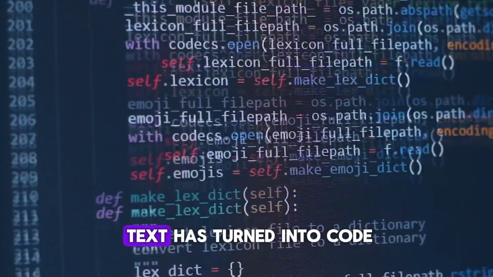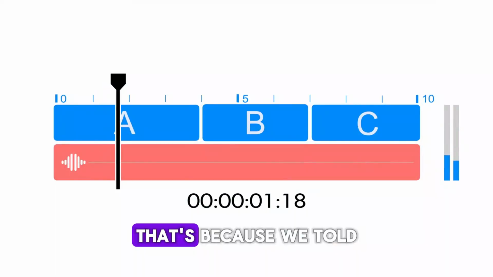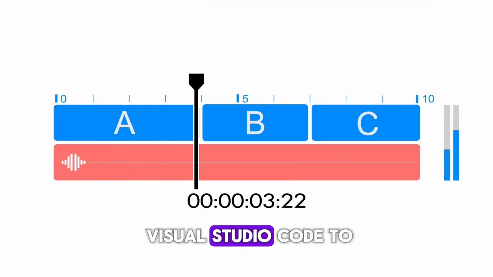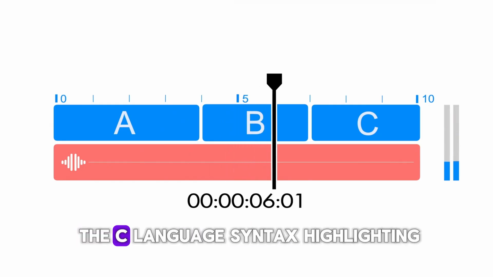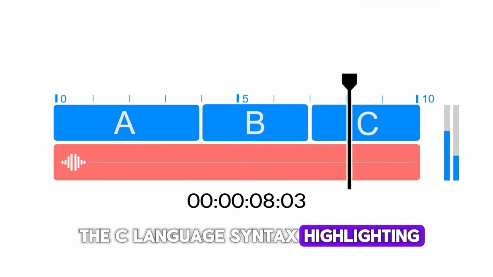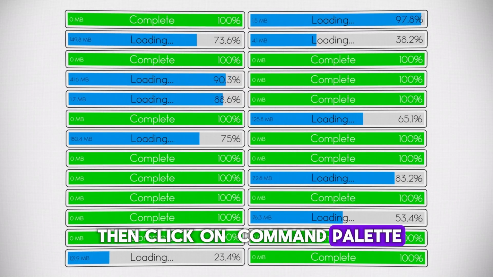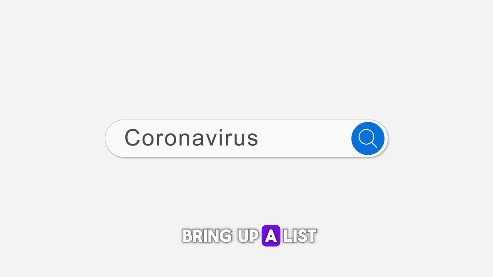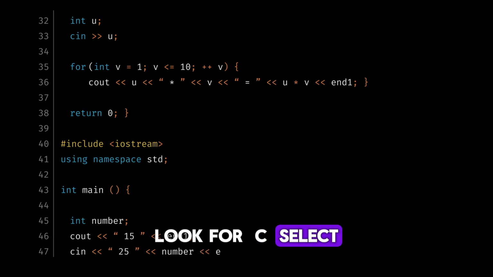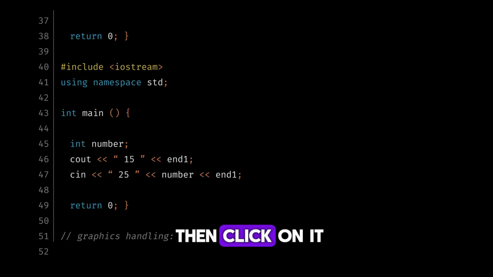You'll notice that the text has turned into code. That's because we told Visual Studio Code to open this file using the C language syntax highlighting. From the top menu, click on View and then click on Command Palette. Type C and then press Enter. This will bring up a list of all the available commands. Look for C, select a C compiler, and then click on it.